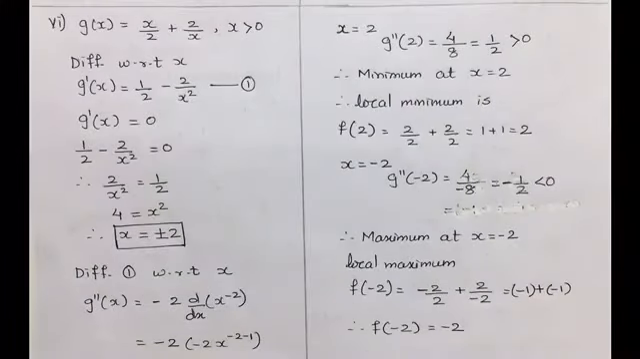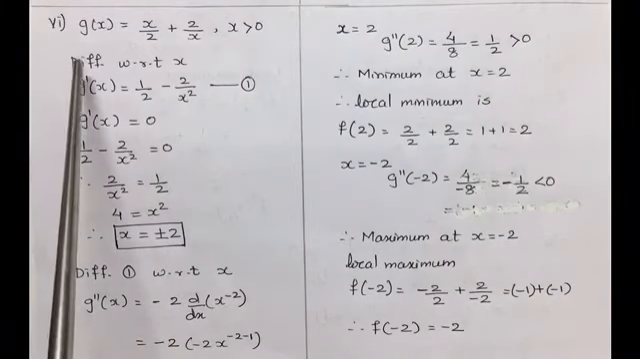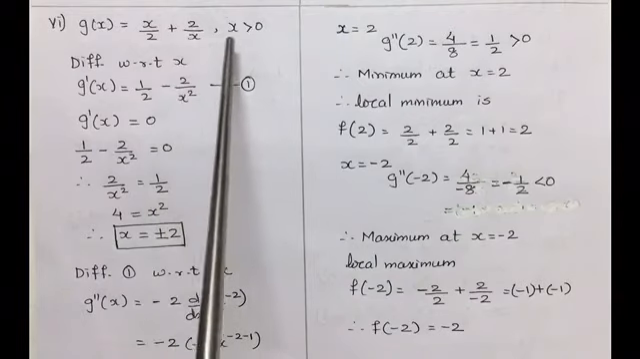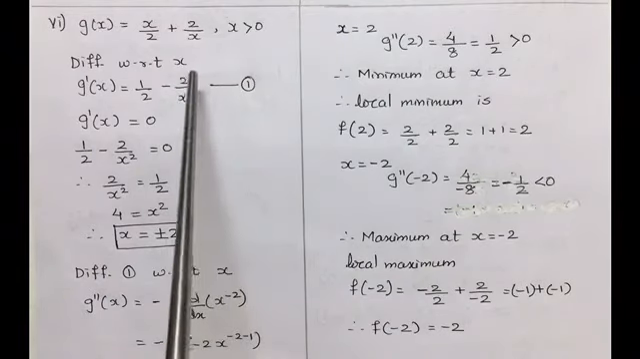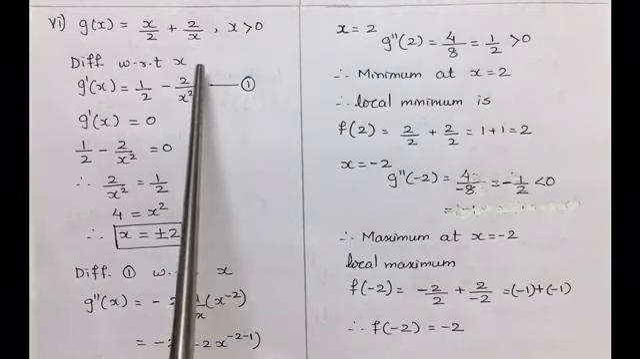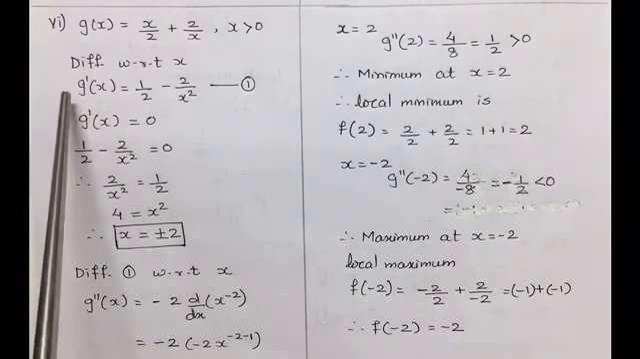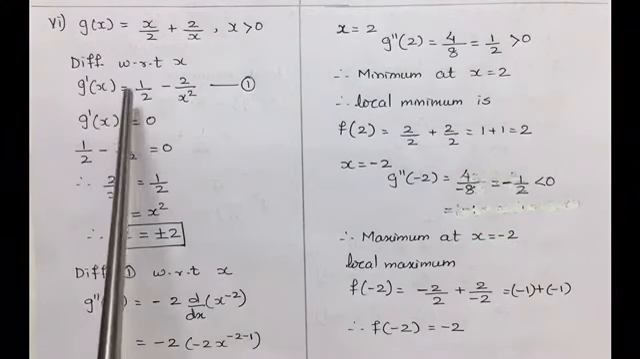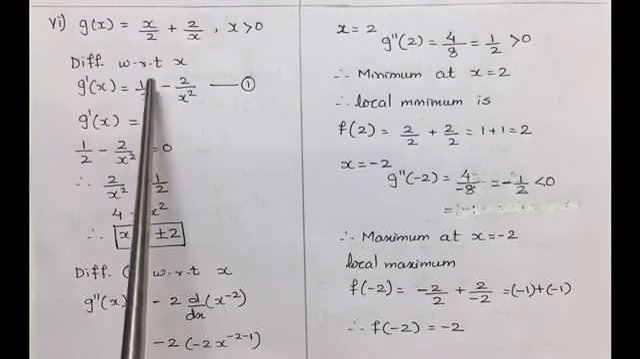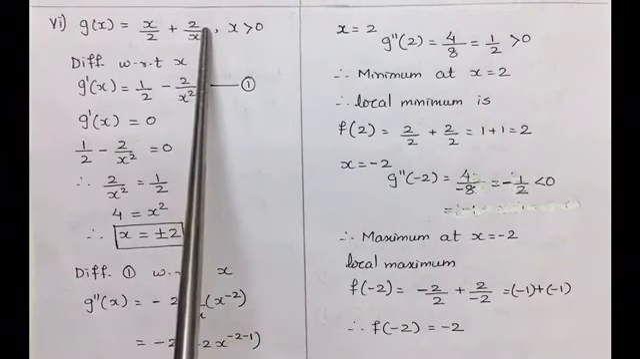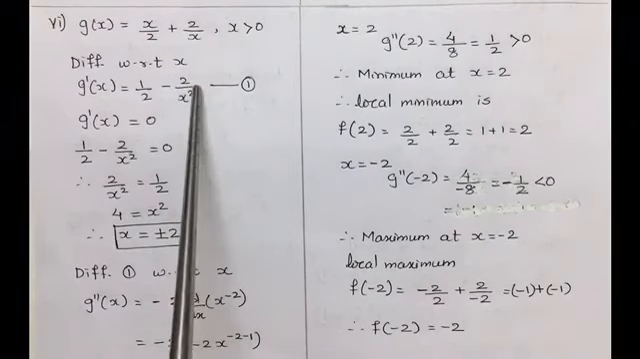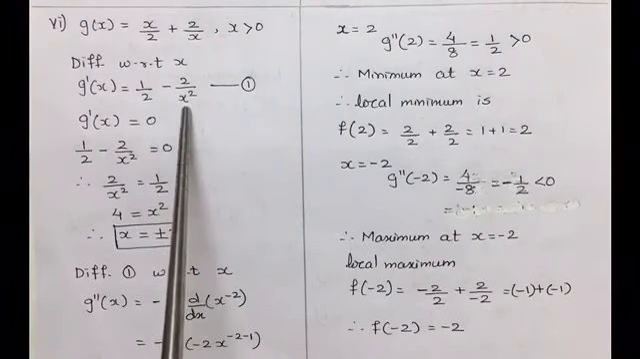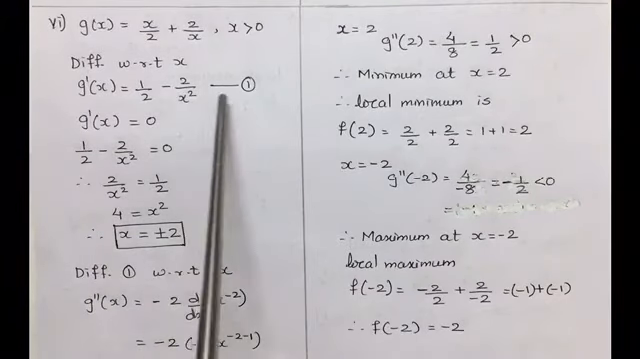Question number 3 is the sixth one. The function is given as g of x is equal to x upon 2 plus 2 by x, x greater than 0. Here also we need to calculate local maximum and minimum. Differentiating with respect to x, g dash x is equal to 1 by 2, and the derivative of 1 by x is minus 1 by x square. So we get 1 by 2 minus 2 upon x square. This statement we will mark as 1.